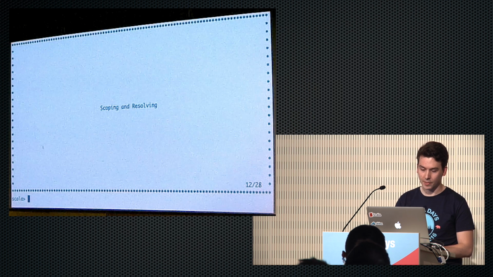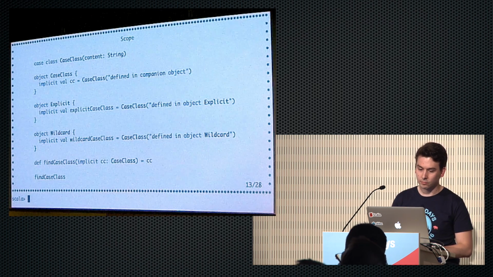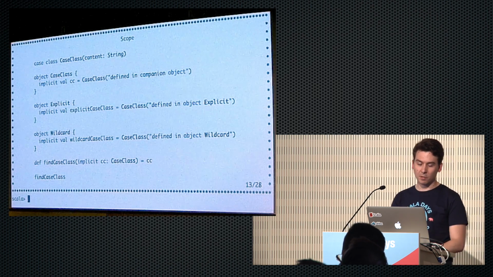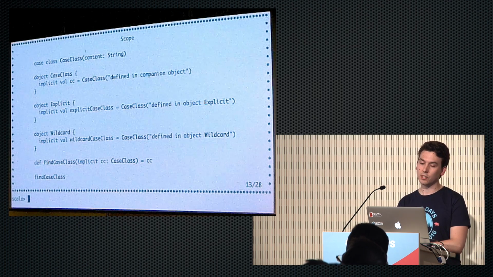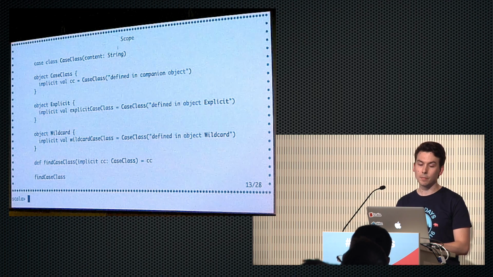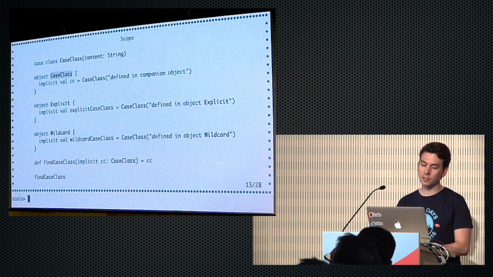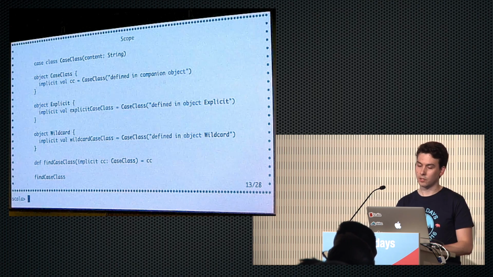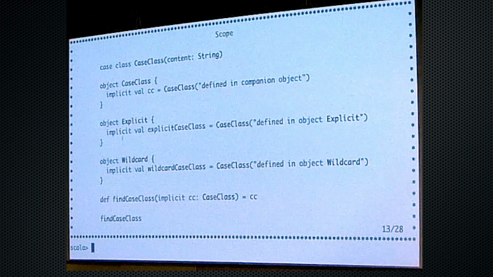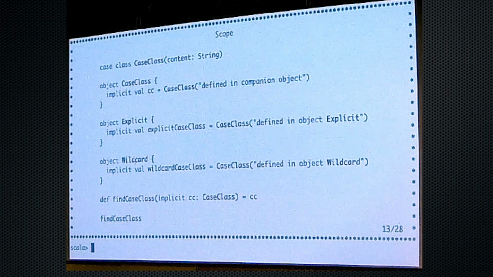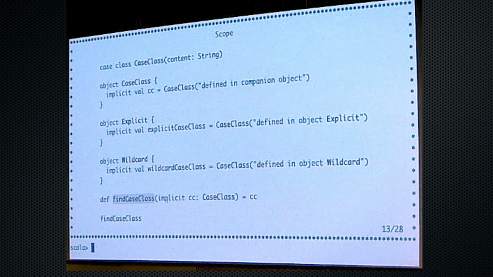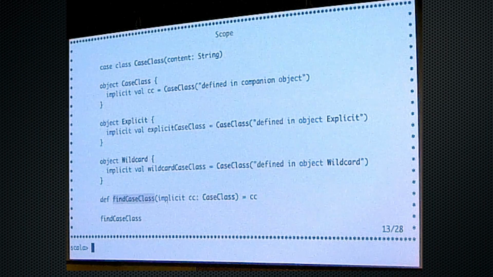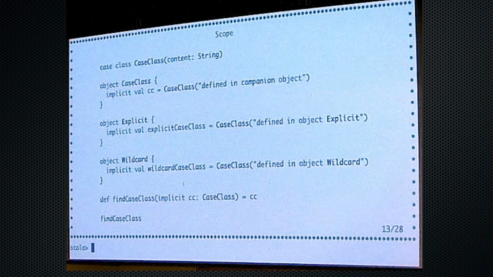Here we are. So this is a nice part. Let's first go through the slide. What I did here is I created a simple case class with a simple content string in there. We also create a companion object where we define an implicit value of the type case class with this nice explaining string. We have another object explicit and another object wildcard. And then we define the find case class, which takes one implicit parameter of case class, just to show what it will resolve. So let's make this part a bit more interactive.